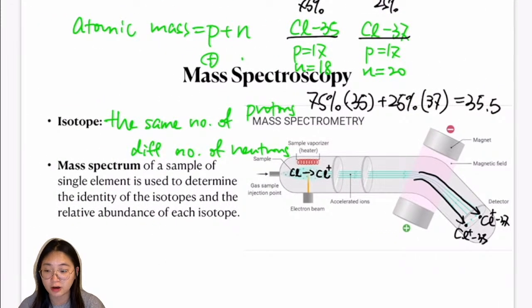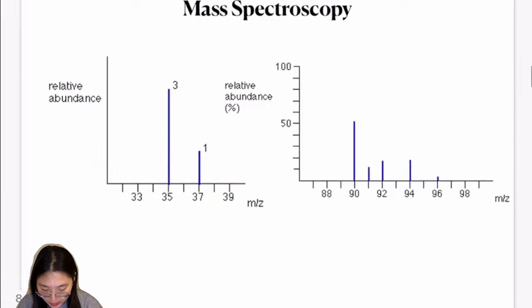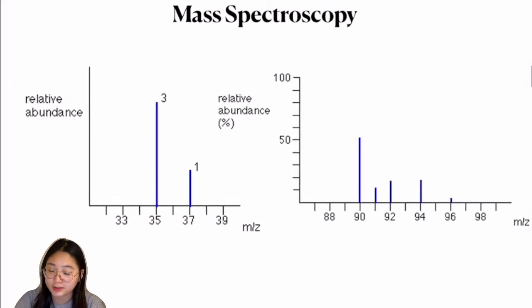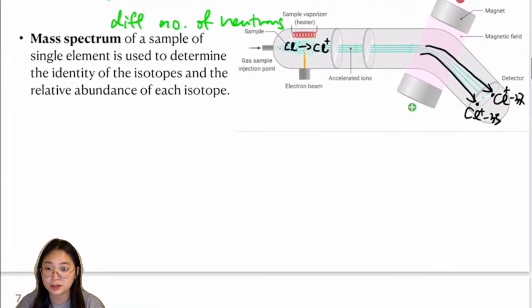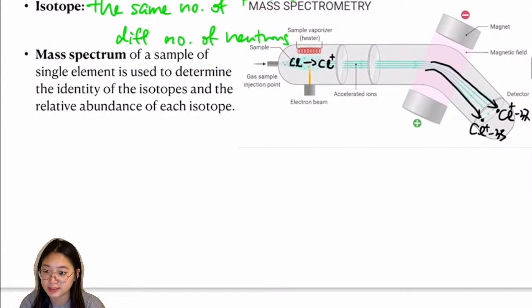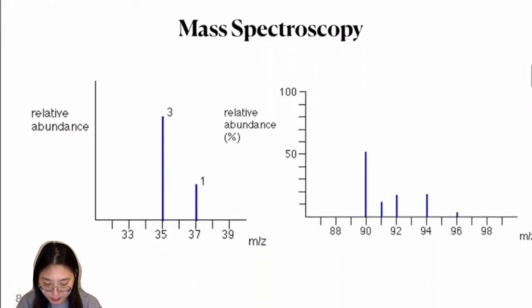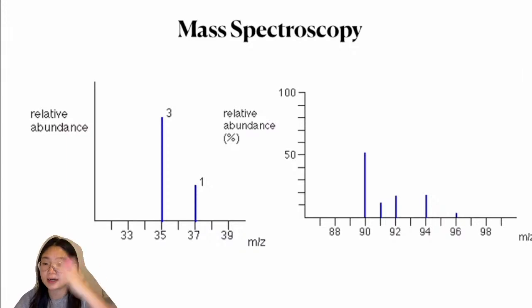So that's it. This is how a mass spectrometer works. A mass spectrometer, that's the machine. And now mass spectroscopy is something that's printed in the software in your computer. So it's a graph that shows you all of the isotopes in this sample and their relative abundance. What I mean by the relative abundance is the percentage of these isotopes in the whole sample.